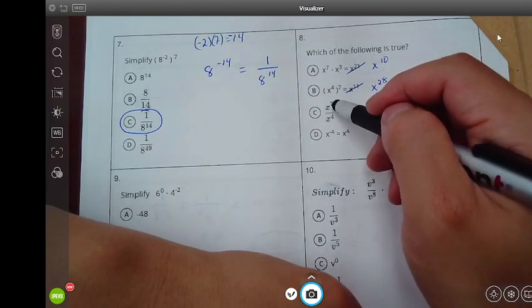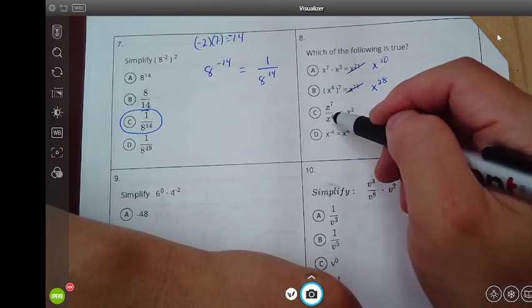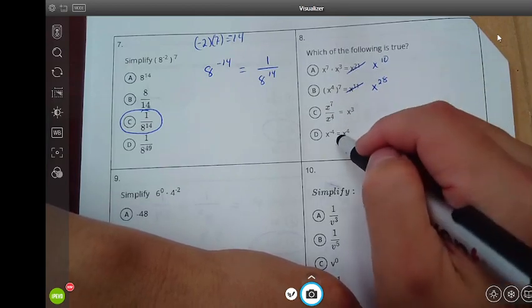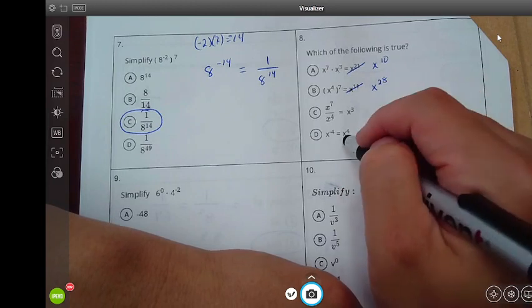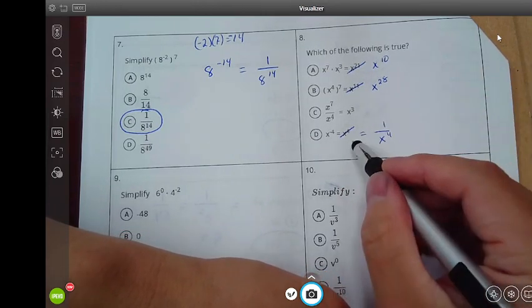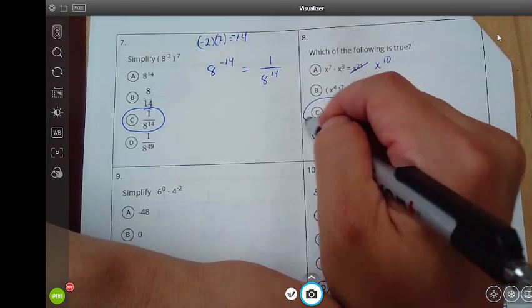This one, division, so I have to subtract 7 minus 4 is 3. Hey, x to the third, this is the one, okay? This one, x to the negative 4, remember this, you'd have to rewrite as a fraction, 1 over x to the fourth, not just x to the fourth. So the only one that's true is option C.